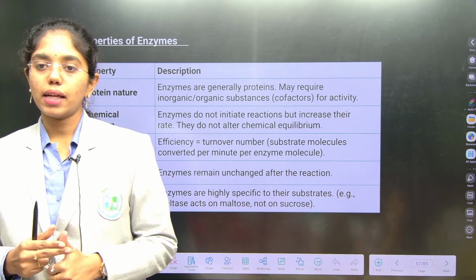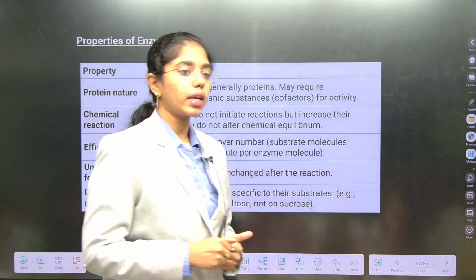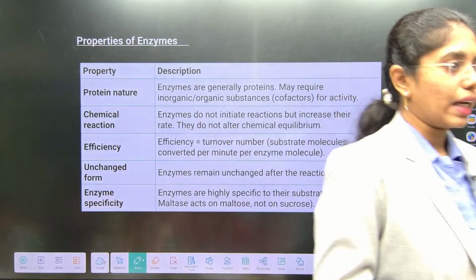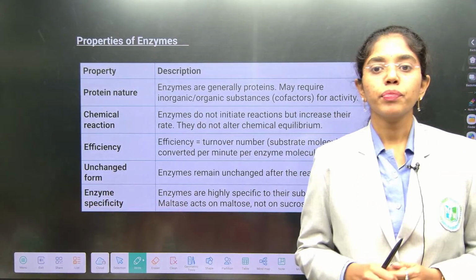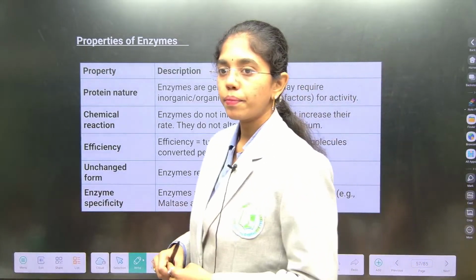In living organisms, this is outside. Specificity is more for which type of catalyst? Organic catalyst, that is biocatalyst. Okay. Tell me about that nucleic acid which is behaving like the enzyme.